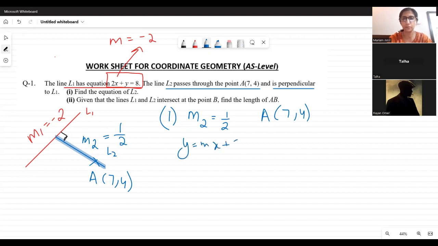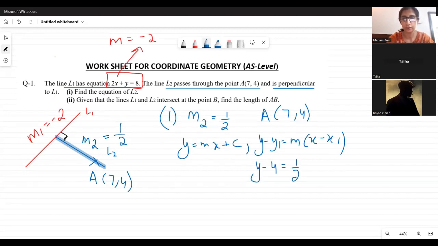This will take slightly more effort to find c. Or y minus y1 equals m times x minus x1. Like Ryan said, point-slope form. So y minus 4 equals m, which is 1/2, times x minus 7. This is a good enough answer. It will get you full marks.